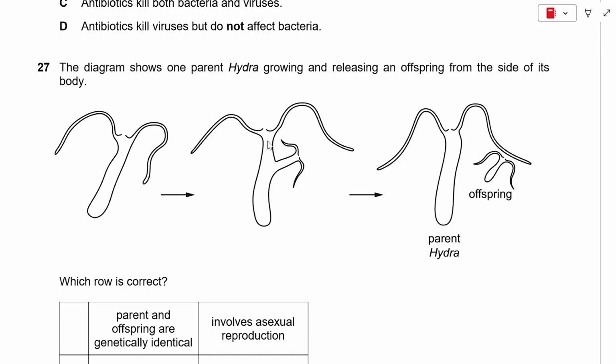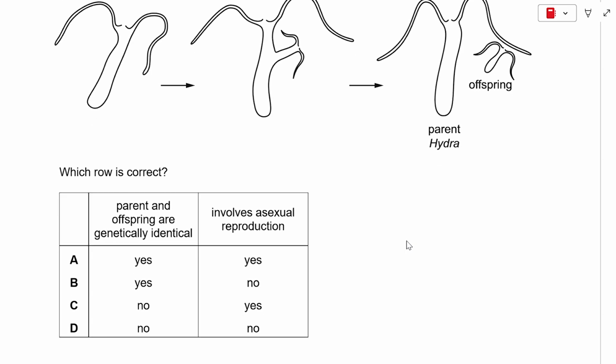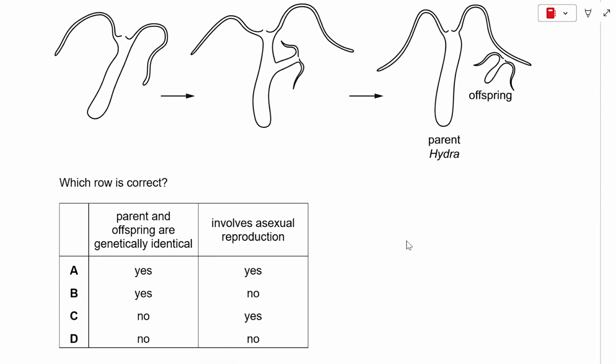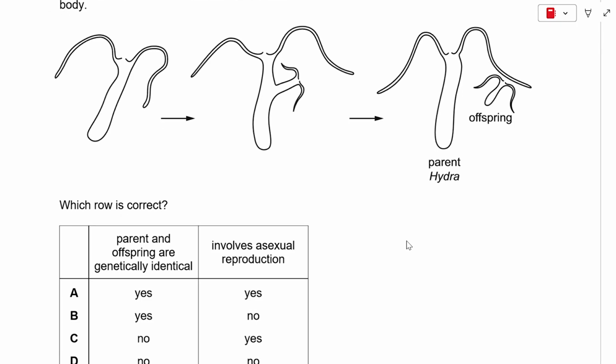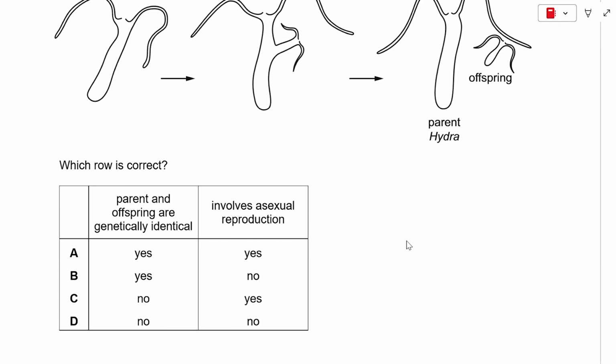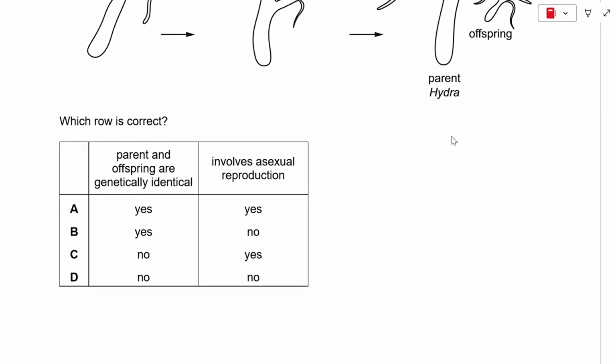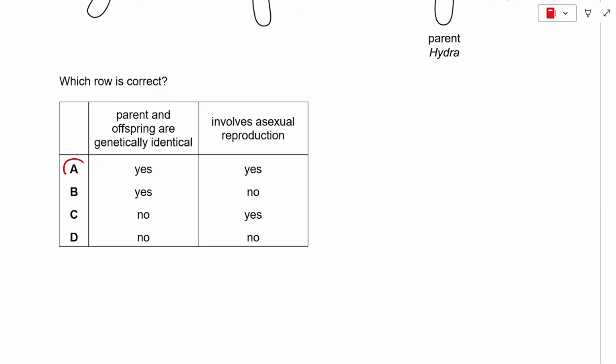The parent hydra started releasing an offspring and the offspring grew from its side. Which row is correct? Now, because the offspring comes from the one parent, this is asexual reproduction. And because it's asexual reproduction, we expect the offspring to look exactly like what? Like their parents. So parent and offspring are genetically identical, and we can see the offspring is looking exactly like the parent. Involves asexual reproduction? Yes. So that is our choice for question 27.